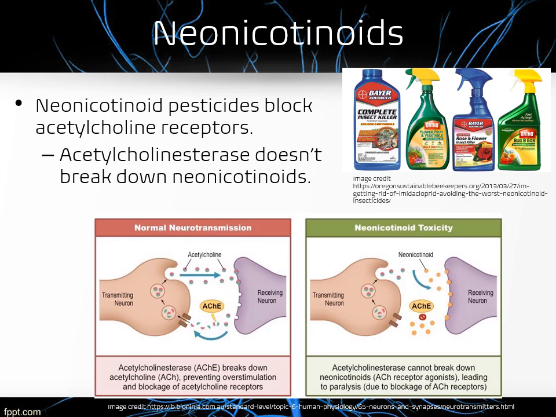We have these pesticides known as neonicotinoid pesticides. They look like the molecule nicotine, which is why we call them neonicotinoid pesticides. And what they do is they have a shape that is super, super similar to acetylcholine.